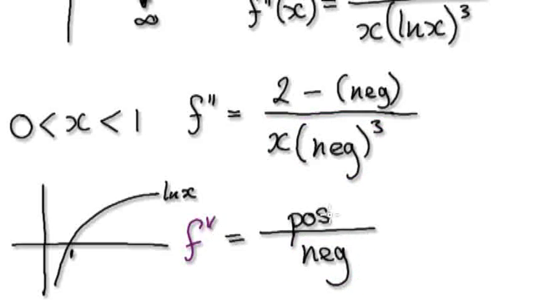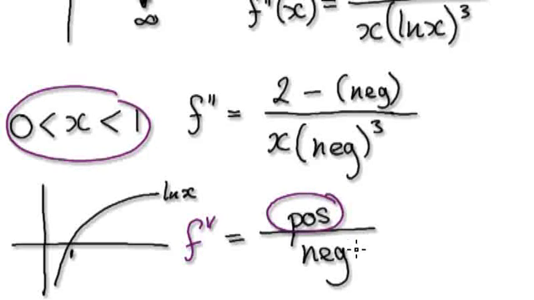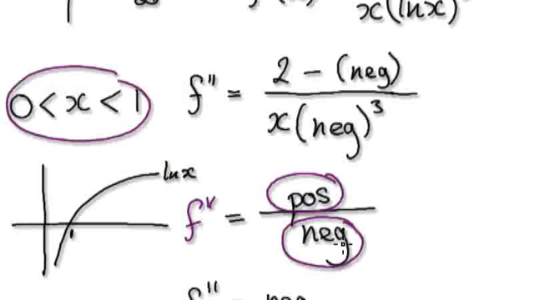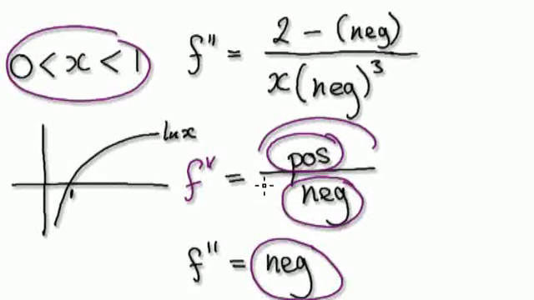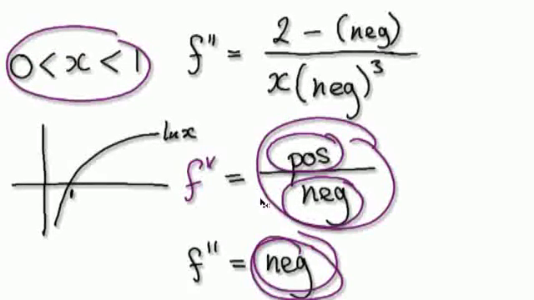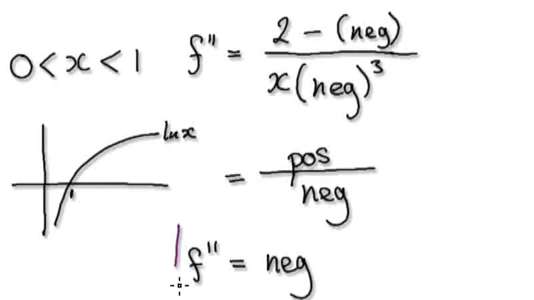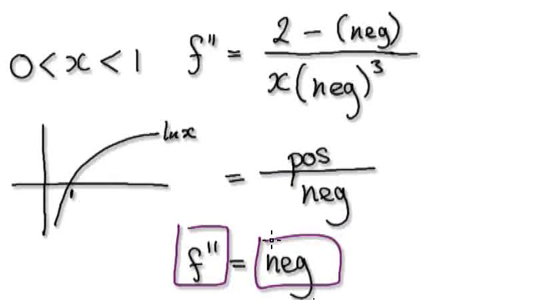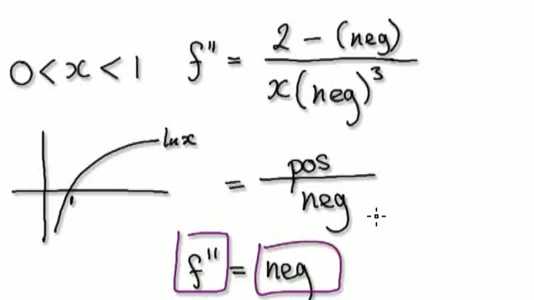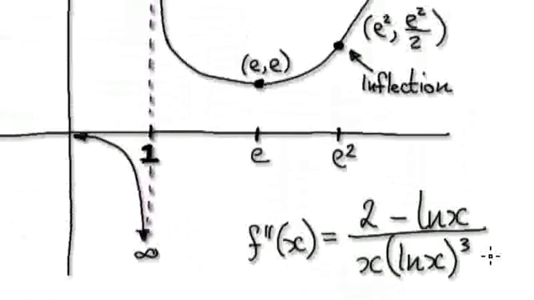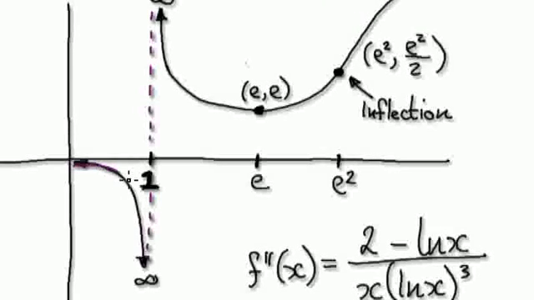So f double prime in this region will be a positive number divided by a negative number. So that will be a negative number. So overall this whole thing here will be a negative number. So what we've established is that f double prime will be a negative number in that region. So that means our graph should be concave down. Looking at our original graph here, it does indeed concave down. So we can use f double prime to check our original work. So it makes sense in this region.